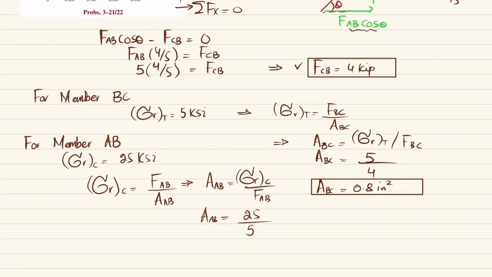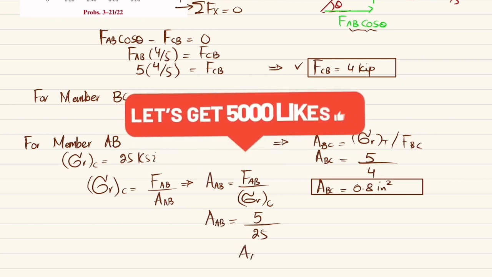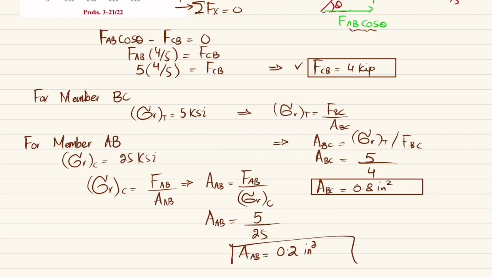So I think we have made a mistake over here. You have to correct it. The area of AB will be equal to FAB divided by sigma R C. So FAB is 5 divided by 25 will be the area of AB, and when you calculate it, this area of AB will come out to be 0.2 square inch.